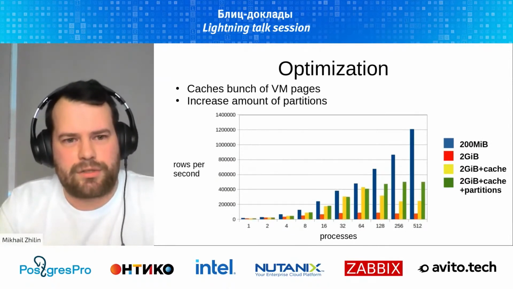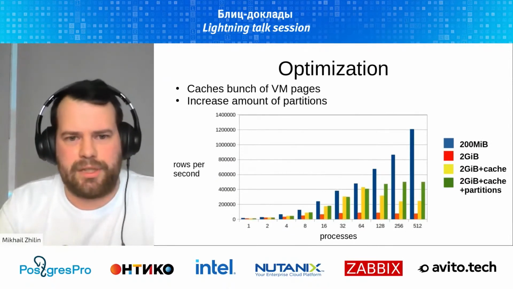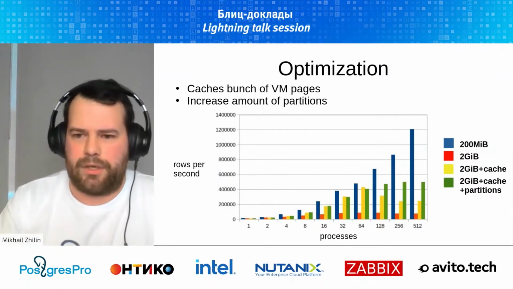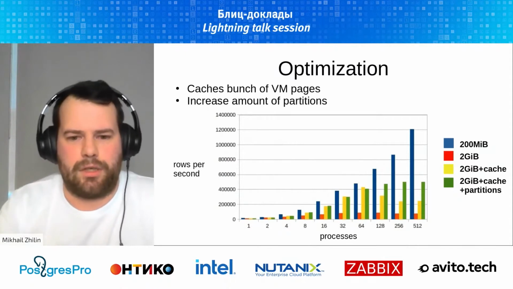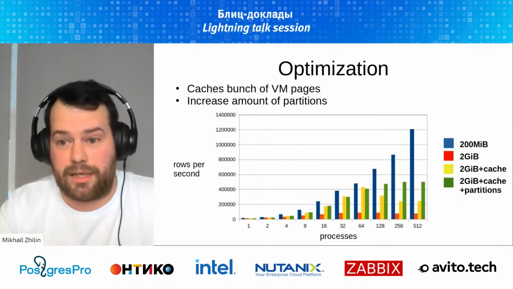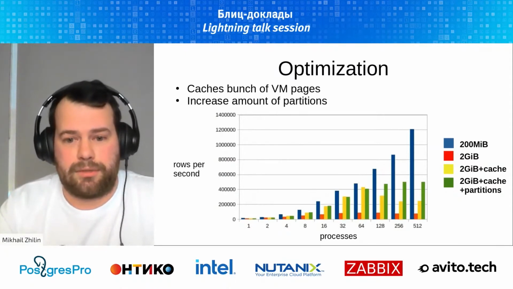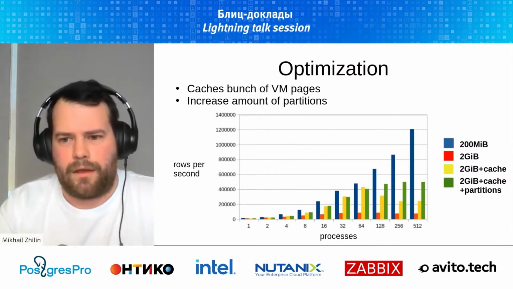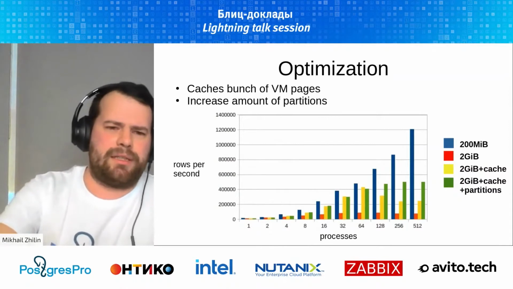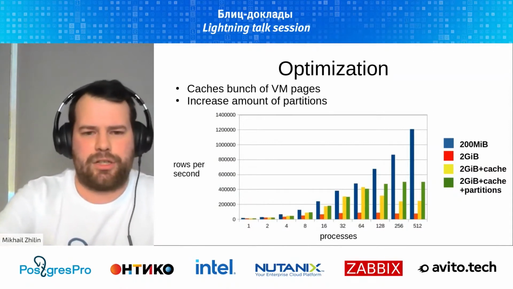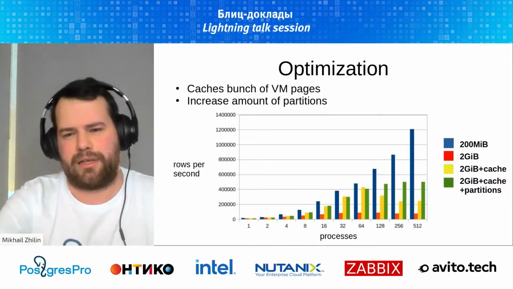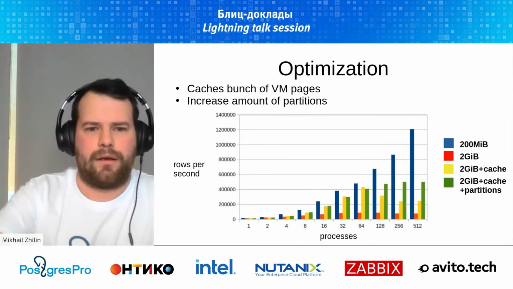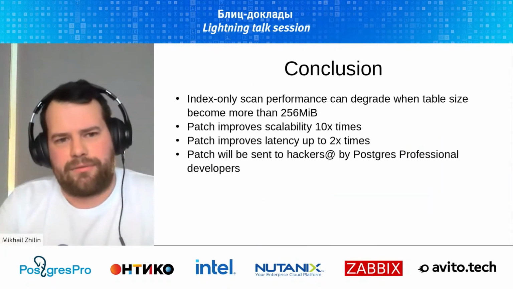So naturally, we need to optimize. How about we cache not only one page, but a bunch of VM pages? And as we see in the yellow columns, our performance grew considerably if you have a lot of visibility map pages in the table. Then we increase the number of shared buffer partitions to make sure that we are really good.